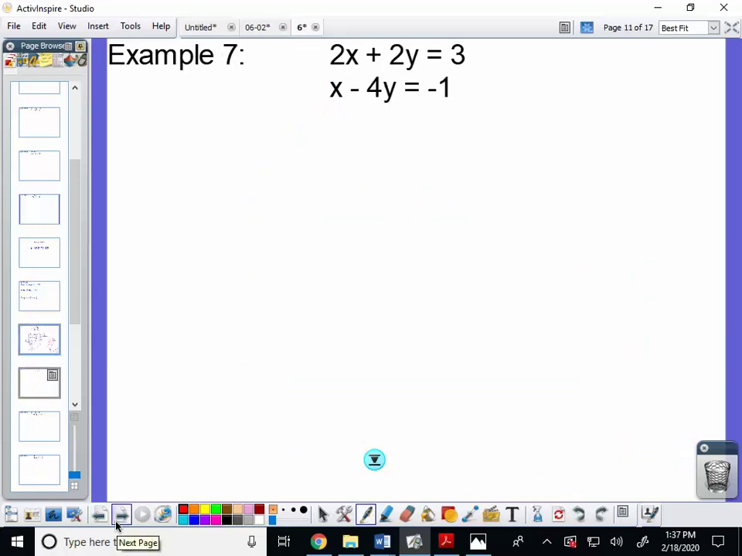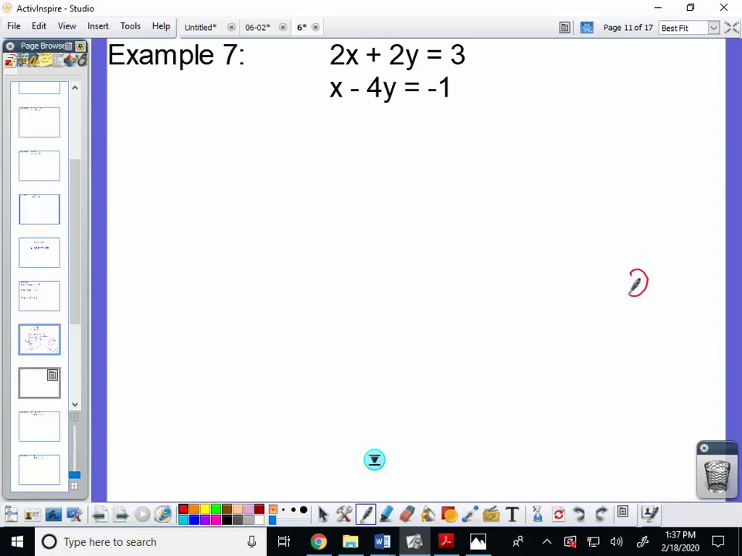How about this one? 2x plus 2y equals 3. And x minus 4y equals negative 1. In order for elimination to work, we have to have opposite terms. Do I currently have opposite terms? Remember, opposite terms are where they would cancel out.